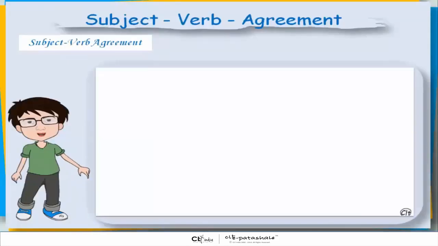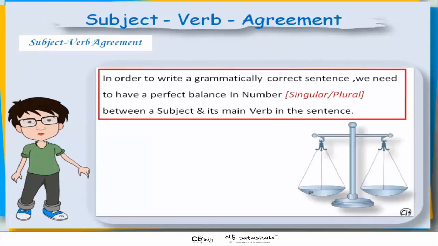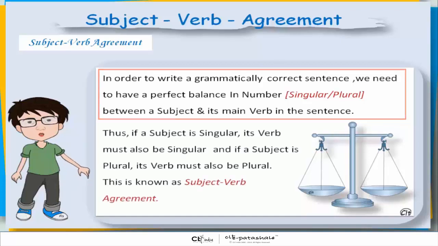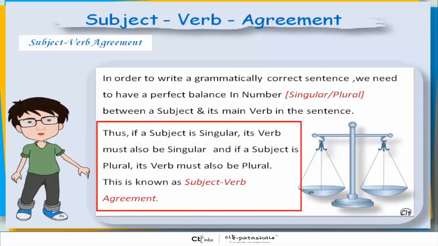Subject-verb agreement. In order to write a grammatically correct sentence, we need to have a perfect balance in number, whether singular or plural, between a subject and its main verb in the sentence. Thus, if a subject is singular, its verb must also be singular, and if a subject is plural, its verb must also be plural. This is known as subject-verb agreement.